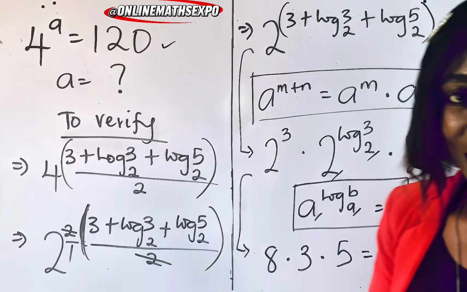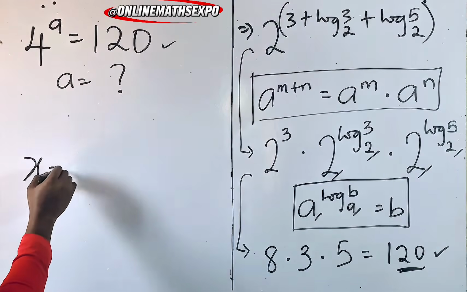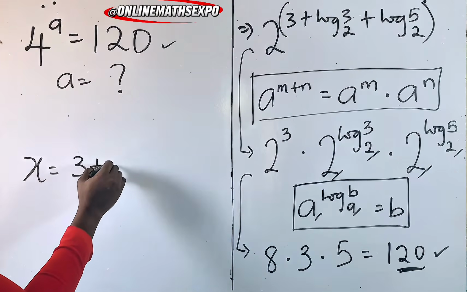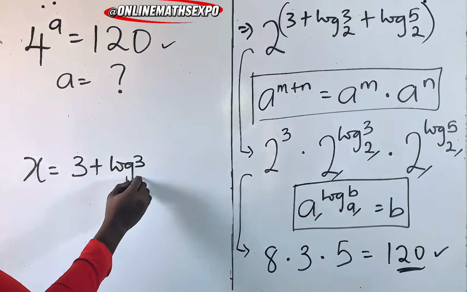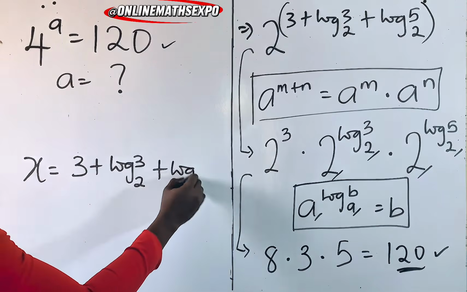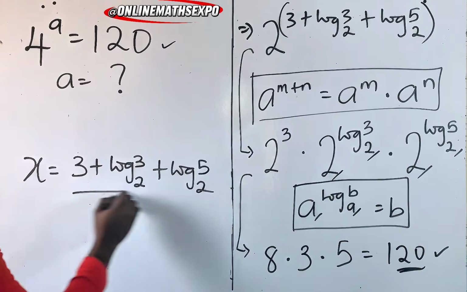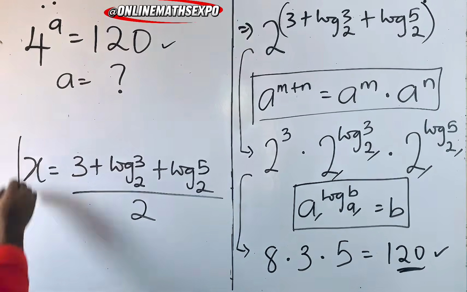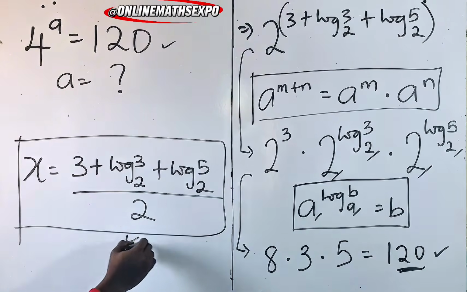So it means that the value of x we got as 3 plus log of 3 base 2 plus log of 5 base 2, divided by 2, is absolutely correct.